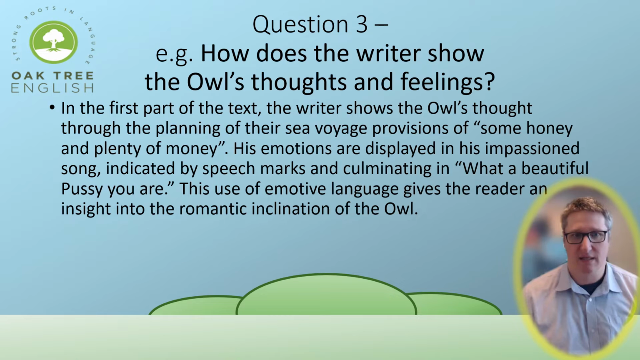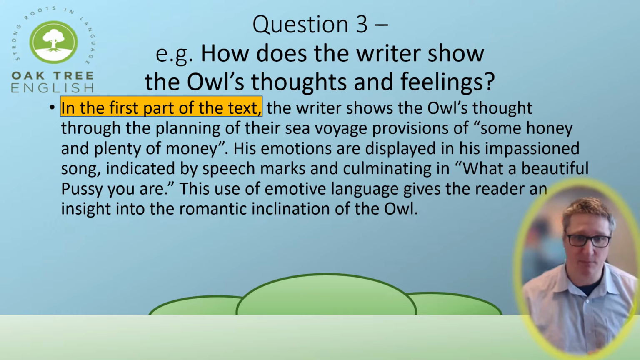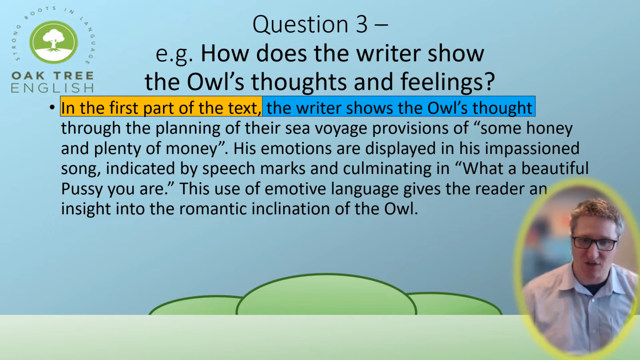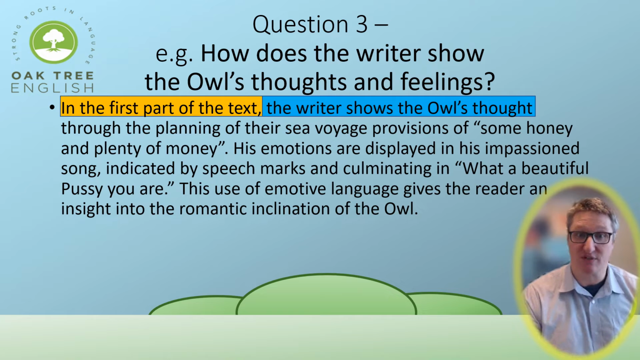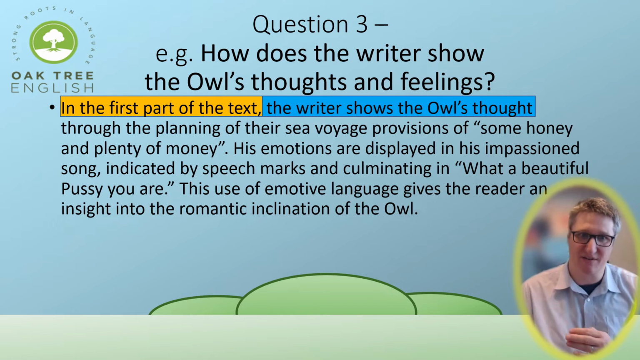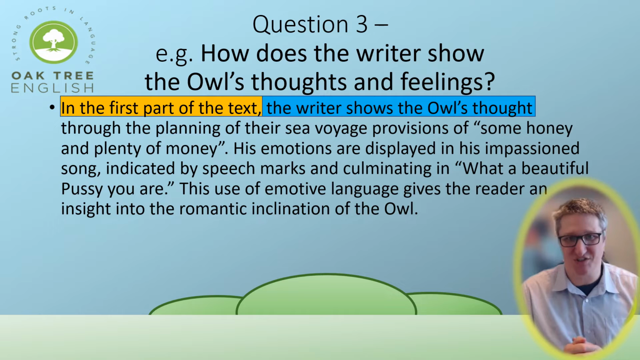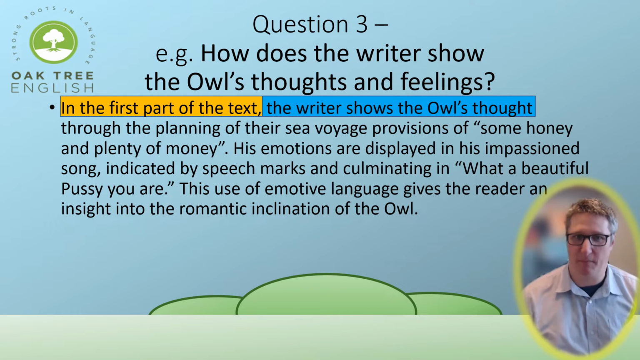So we've got, in the first part of the text, something that pinpoints the place in the text that you're talking about. The writer shows the owl's thoughts, and that points to the question. So the question is, how does the writer show? The answer is, the writer shows the owl's thoughts. Notice that lovely possessive apostrophe as well.